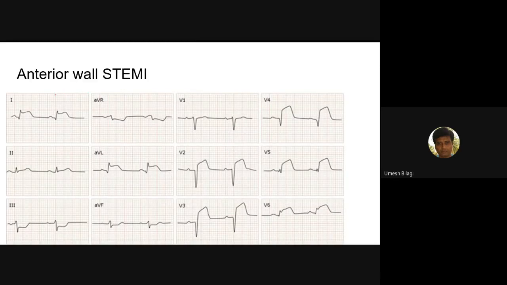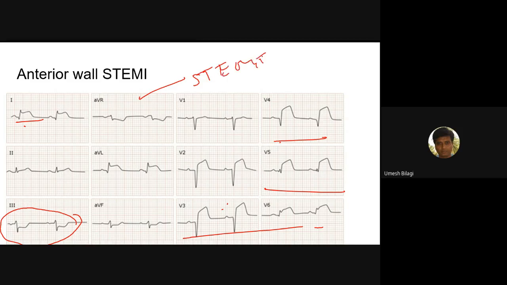This is a case of anterior wall MI. You can see there is ST elevation here, ST elevation, ST elevation, ST elevation. At the same time, you are seeing ST depression here. Can you see that? Now, is this ST elevation MI or ST depression MI? It is STEMI. If you see ST elevation, whether the ST depression is there or not, you should still call it STEMI only.